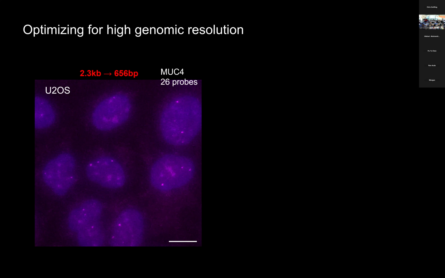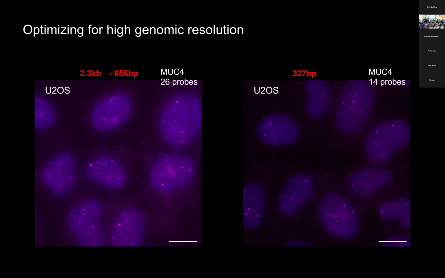Again, this is U2OS cells. We use 26 probes. We can see clear DNA FISH spots with a little bit of a drop in the label efficiency. Not all of the cells have 4 spots. We want to push further to see how far we can really push this technology.